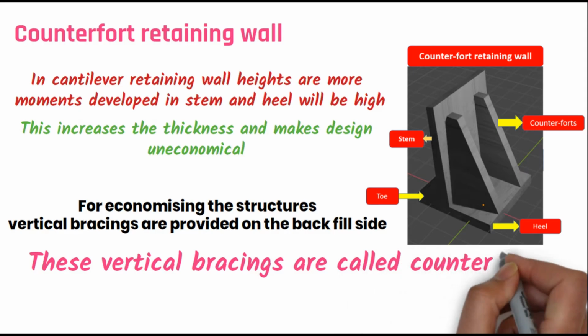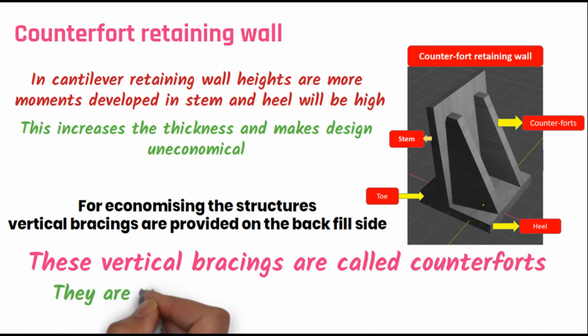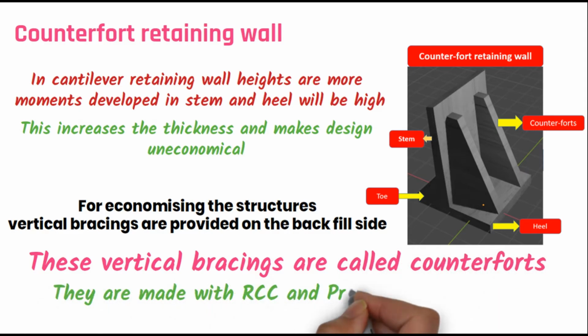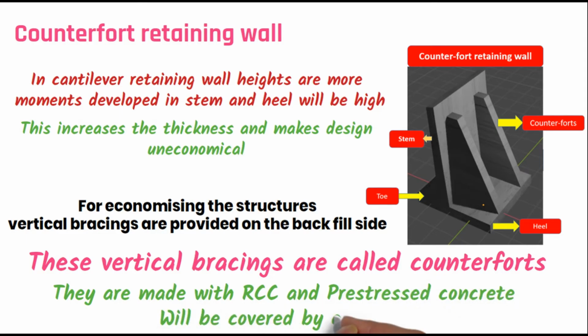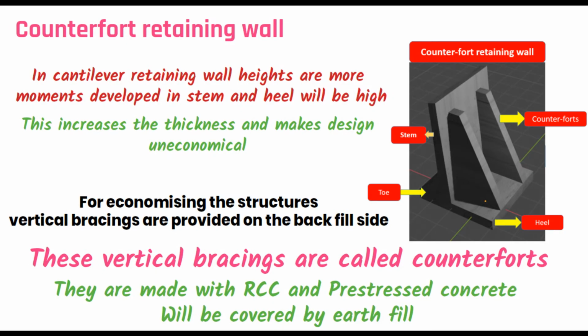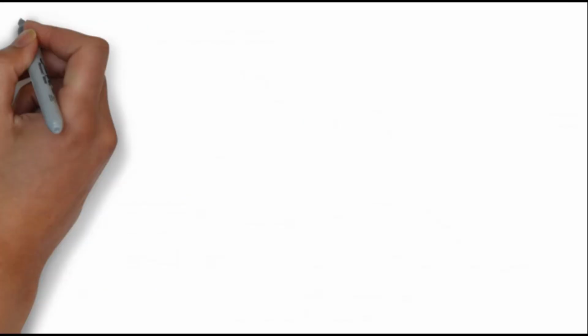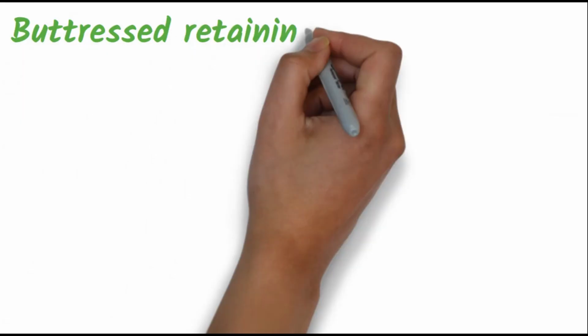They are made with RCC. Basically, these counterfort retaining walls can be made with RCC and pre-stressed concrete, or they can be made with precast concrete also. And this particular vertical bracing will be covered under the backfill, and the front face will always be elegant. Next is buttressed retaining wall.